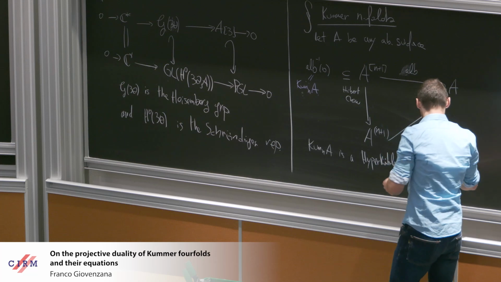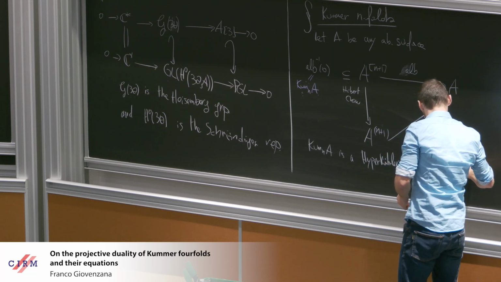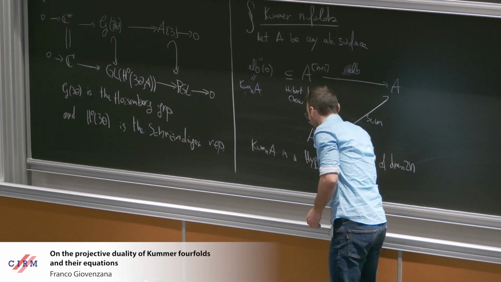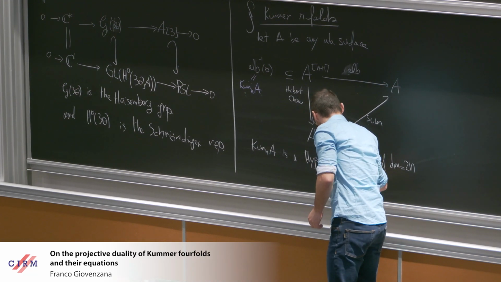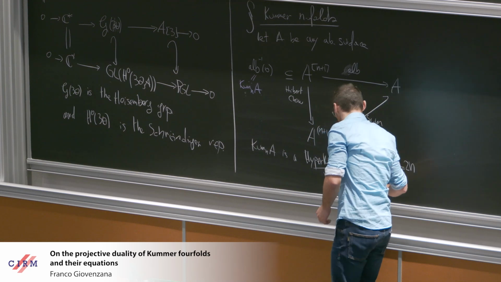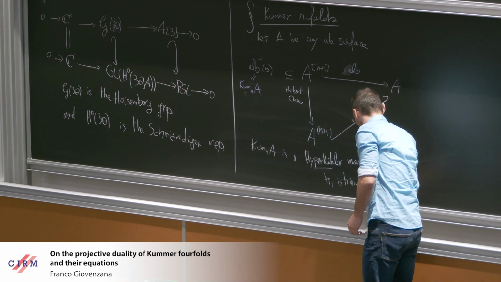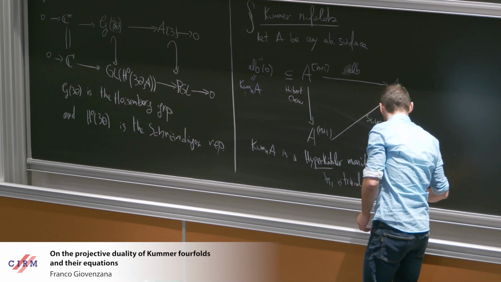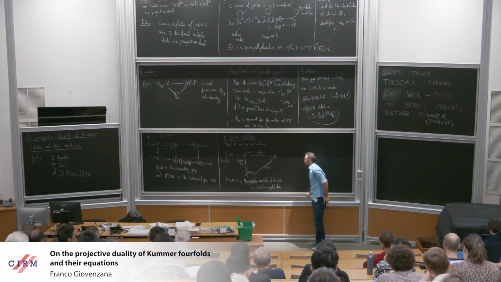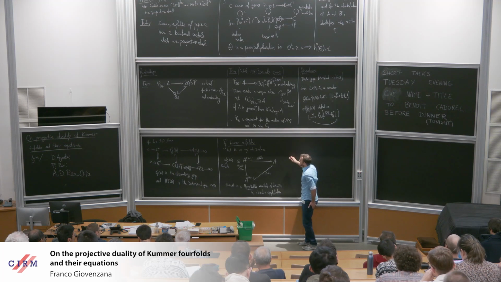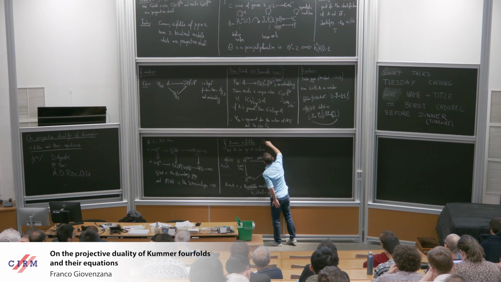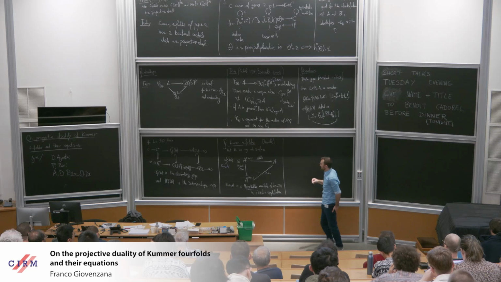So of dimension 2n. And so Hyperkähler means just that it is simply connected, plus I have a symplectic form, which is everywhere non-degenerate. Okay, so this example here of a Hyperkähler manifold is due to Beauville, and was one of the first examples of Hyperkähler manifolds.